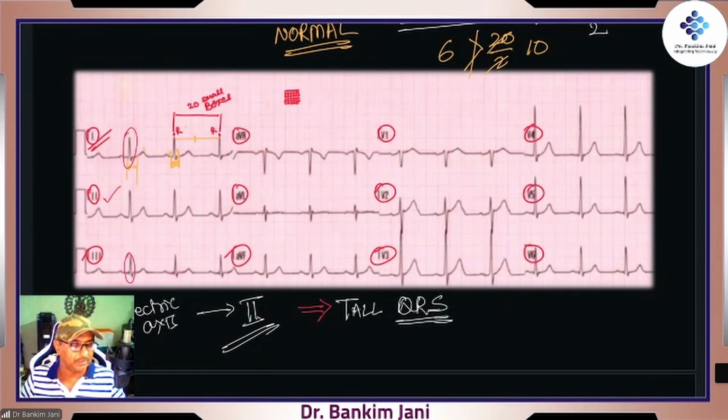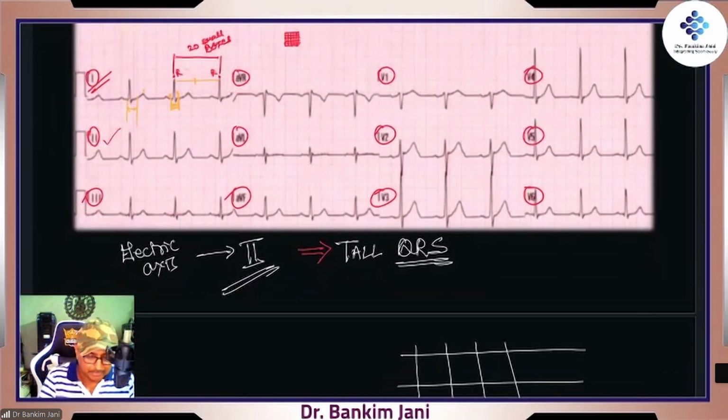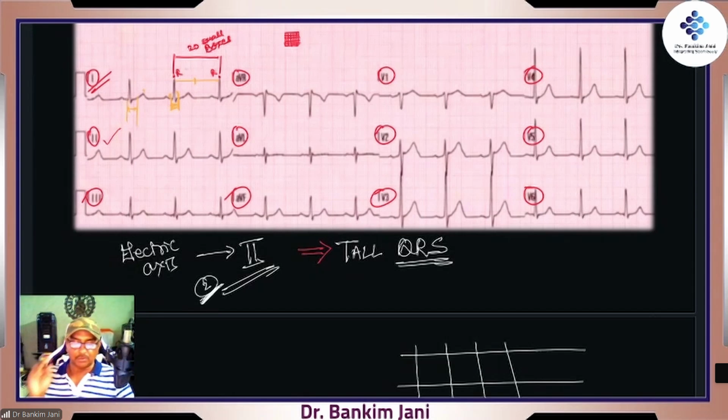Second, you go to lead 2 and compare it with lead 1 and lead 3. I'll just remove this so that you can compare. There is no big rocket science. Immediately you will find visually that lead 2 is big, so there is tall QRS. This is the first point, and this one is the second point: tall QRS. This we are talking about normal.